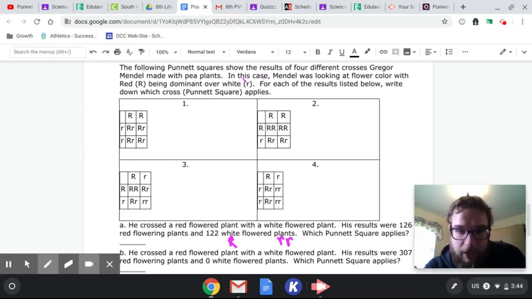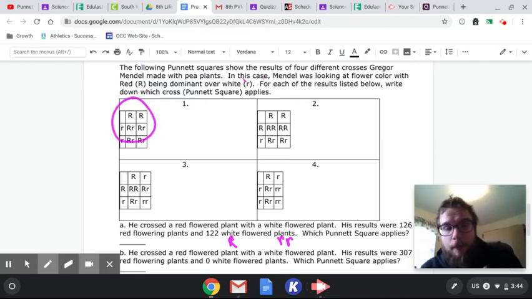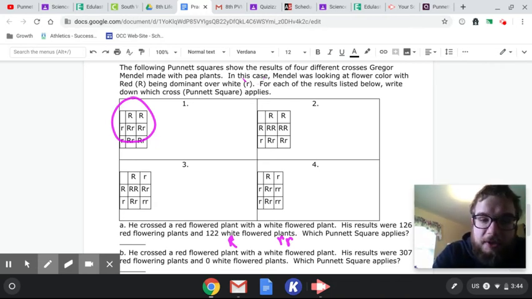Okay. And how can I do that? Because if this combination is happening and you're getting some white, that means it cannot be big R, because if it was big R, look up here at this one, you're going to get 4 boxes that all have a big R in them. Okay. So if this cross is producing white flowered plants, at least almost half the time, 126 versus 122, then you know that it's got to be big R, small r.